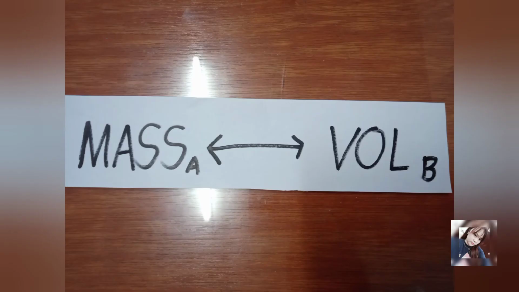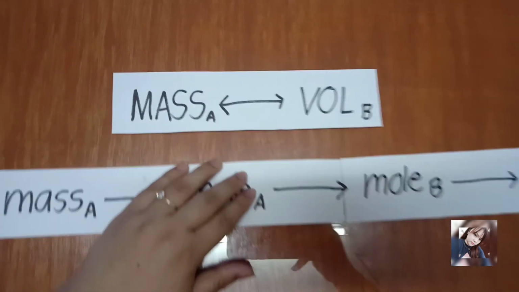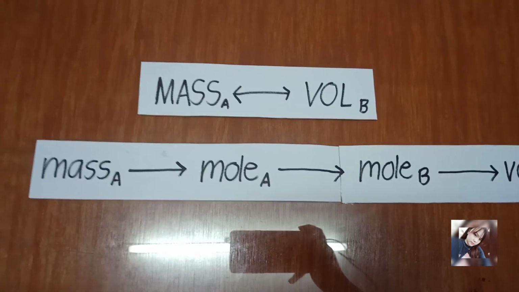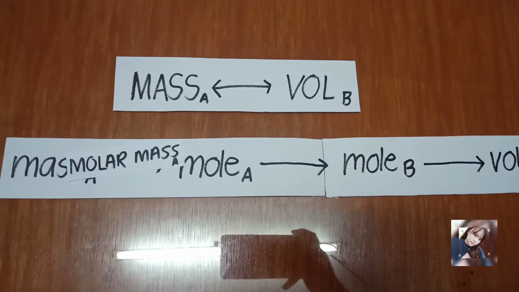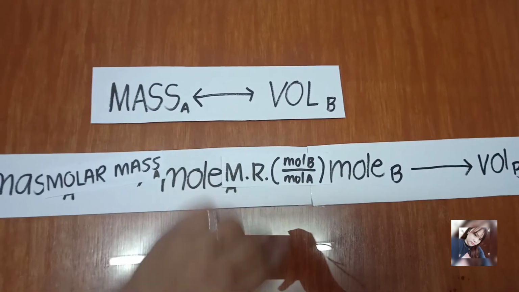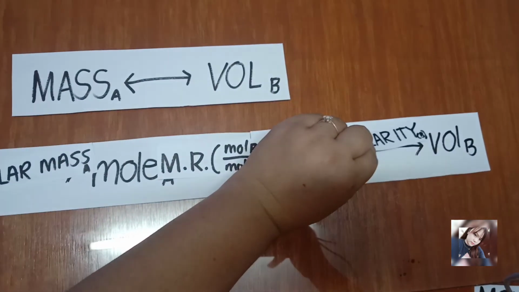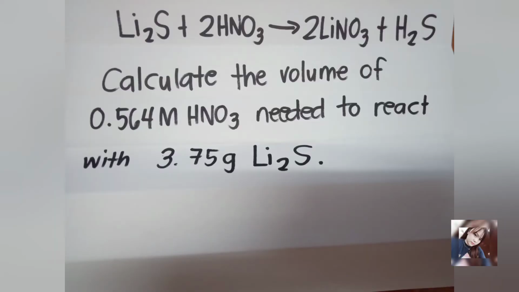And the last we could have is the mass to volume conversion. This conversion could be expanded through this equation, wherein the mass of the given substance will be converted to the mole using its molar mass, and that mole will be converted to the mole of the unknown substance using the mole ratio from the given or balanced equation, and that mole will be converted to the volume using the given molarity. Example, from the last balanced equation, we have Li2S plus 2HNO3 to form 2LiNO3 plus H2S.